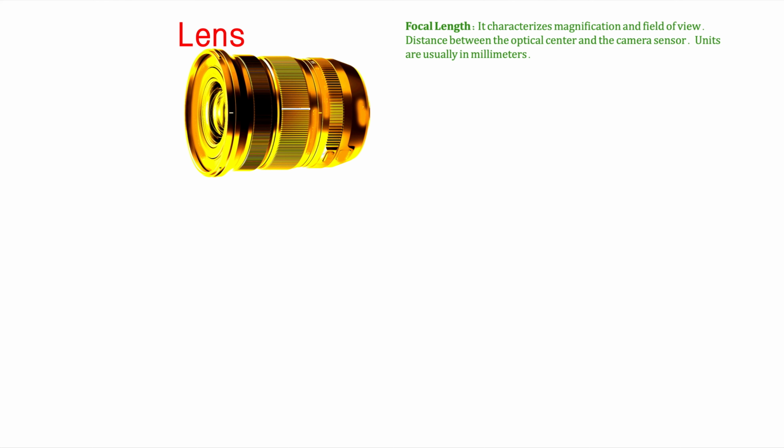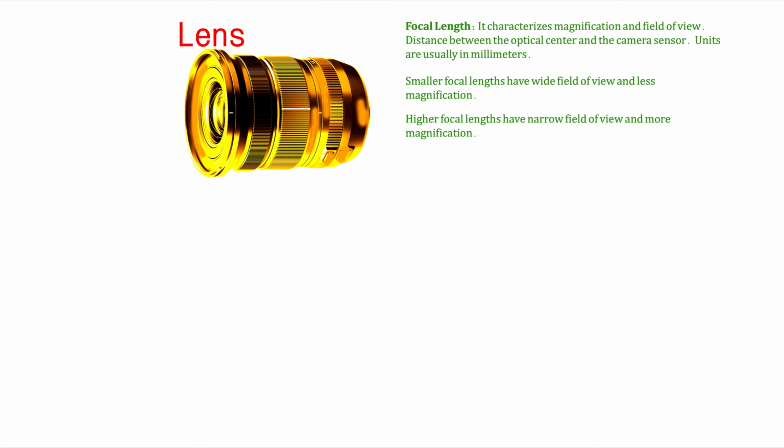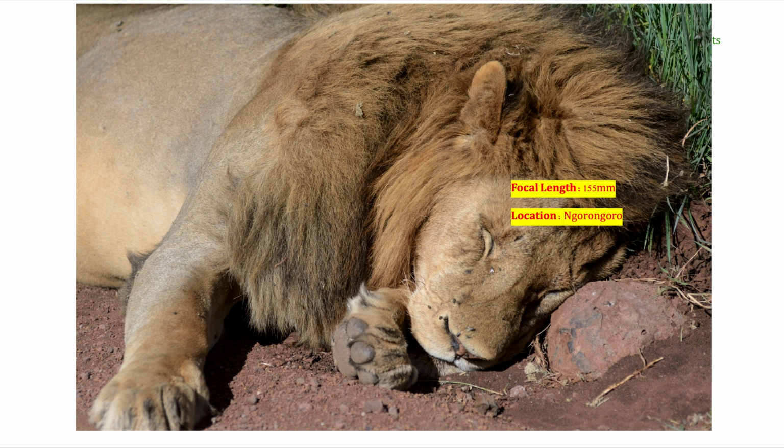Smaller focal lengths have wide field of view and less magnification. Like you can see in this image, taken with a focal length of 21 millimeters. It covers a large area, that is field of view. Higher focal lengths have narrow field of view and higher magnification. Like you can see in this image, taken at 155 mm focal length.